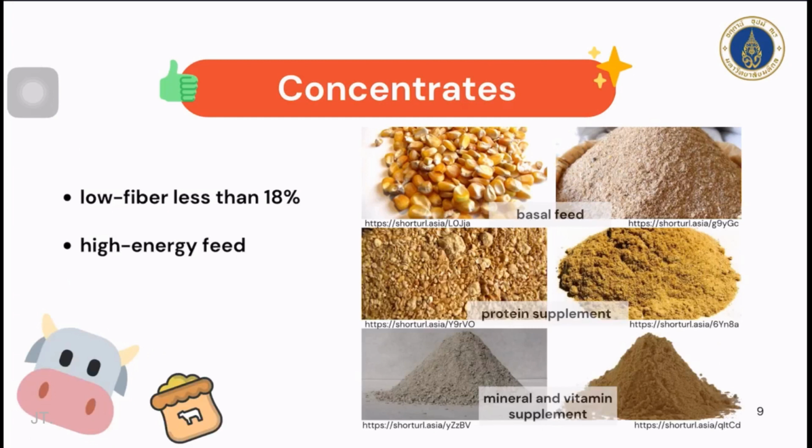Concentrate contains high energy feed but fiber less than 18%. The three basic groups of concentrate are basal feed, such as corn, oat, barley. Protein supplement, such as soybean meal, fish meal, urea. But urea should not be used more than 3%, and if urea is used in straw, we should not add urea in concentrate, because the cow can receive too much nitrogen. Mineral and vitamin supplement, such as oyster shell meal, is a source of calcium. Molasses is a source of potassium.